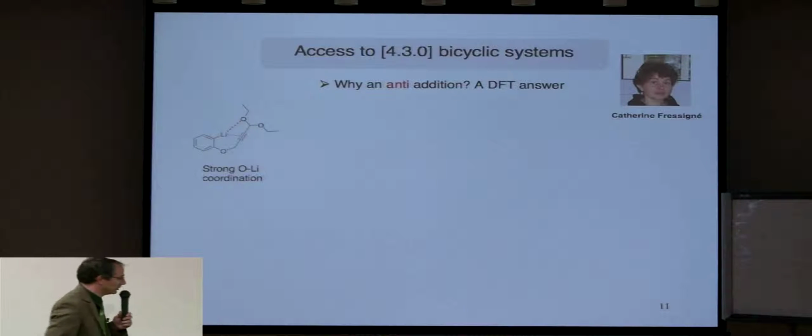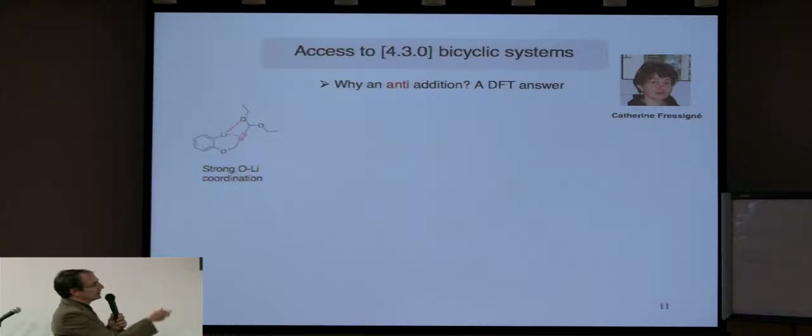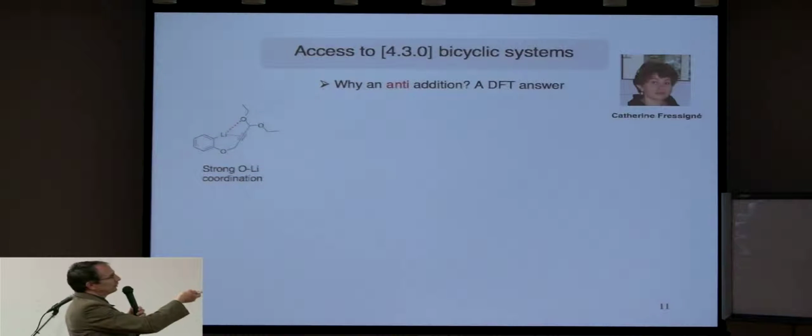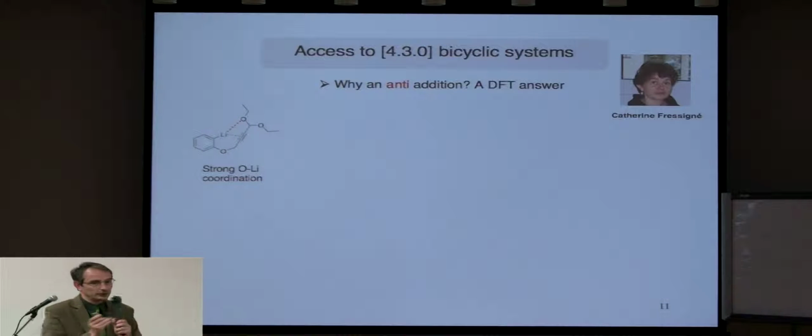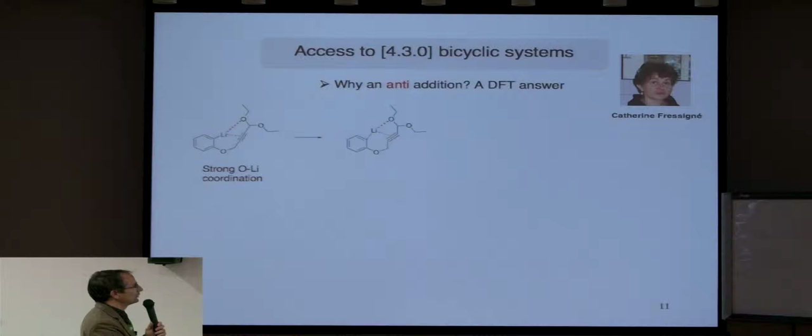And the first thing that she noticed is that there was a strong coordination on the starting material, not only between the lithium and the triple bond as expected, but also between the lithium and one of the oxygens of the acetal. Very strong chelation, very strong coordination. This is very favorable because, of course, it puts the two carbons that have to react together in close proximity through space, right? So that's a favorable conformation.